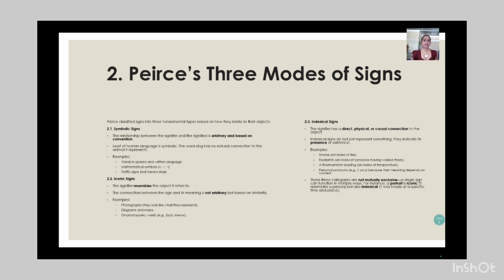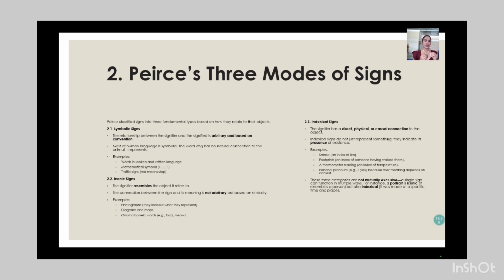Next is the iconic sign. The signifier resembles the object it refers to. The connection between sign and its meaning is not arbitrary but based on similarity. Examples: photographs, they look like what they represent; diagrams and maps; onomatopoeic words like buzz, meow.